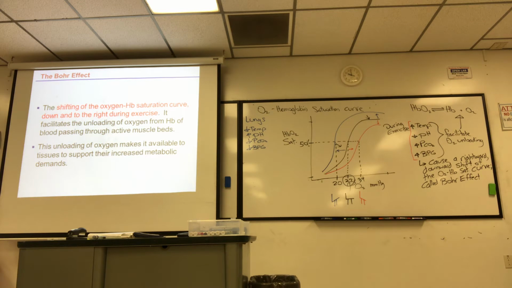You're working out, you're huffing and puffing, your cardiac output maybe increases by 5-fold. And you're dropping off more O2 because the whole curve is just shifting. So it's easier for oxygen to be delivered. This unloading makes it available to tissues to support their metabolic demands. So now that's the Bohr effect.